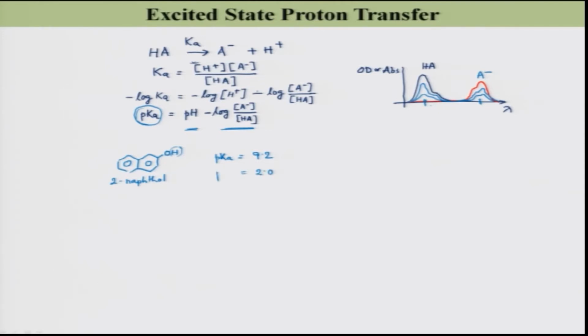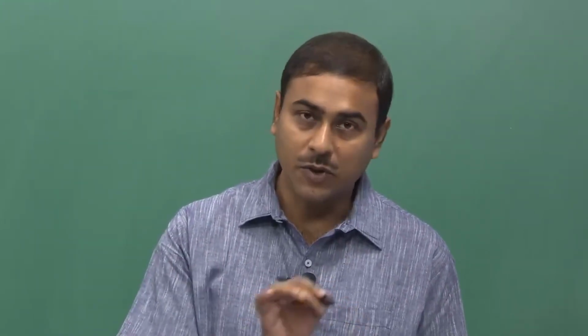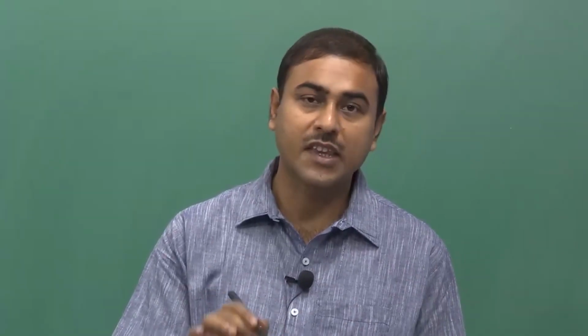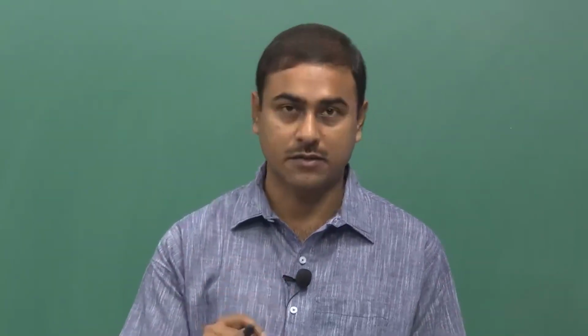I say this is pKa star, because it is an excited state phenomenon, under photoirradiation. That means the molecule is now in the excited state, not in the ground state. So, in that case, the pKa star is 2. pKa star 2 means it is highly acidic, but this highly acidic nature is only present when the molecule is in the excited state. When it is in its ground state, the molecule is not highly acidic in nature.